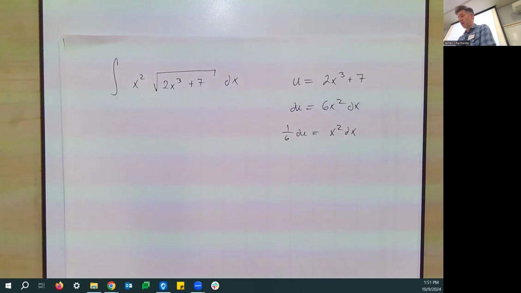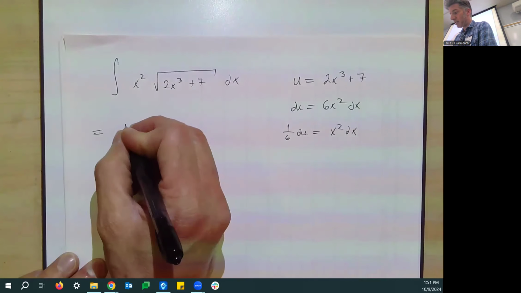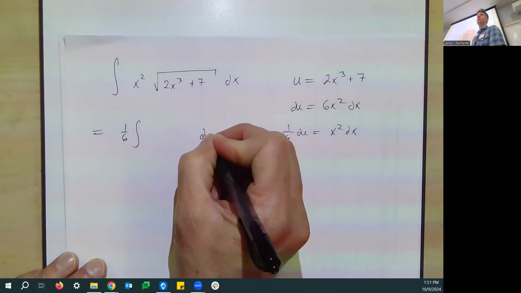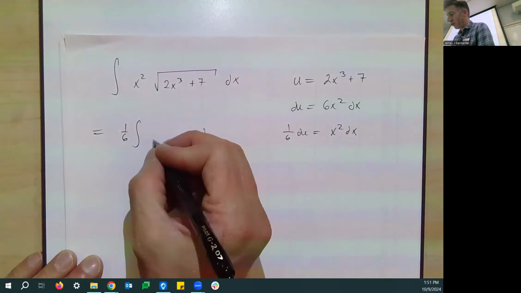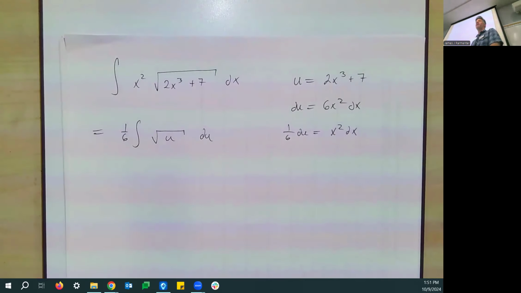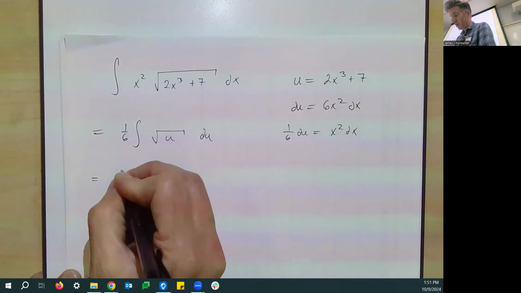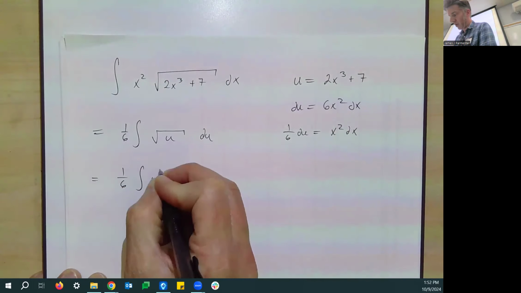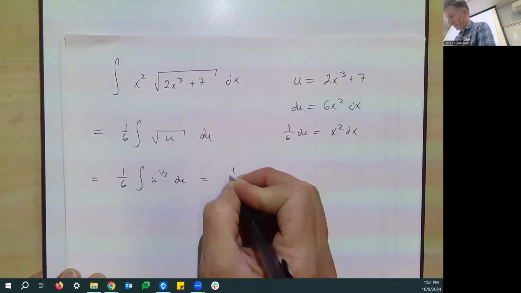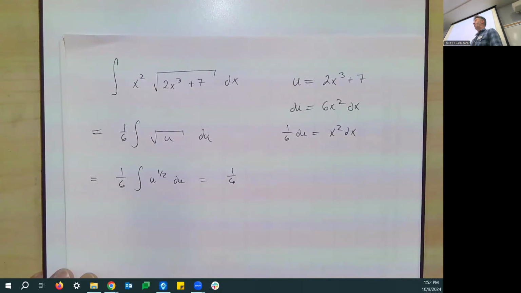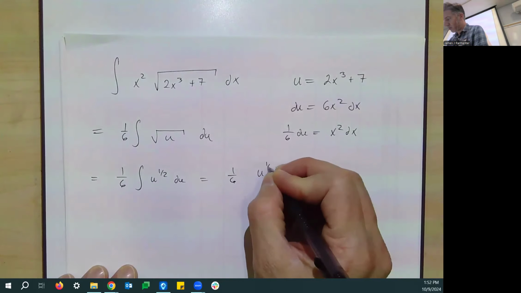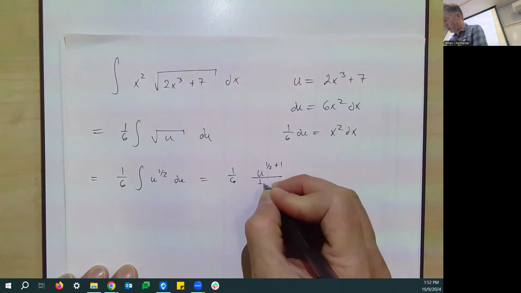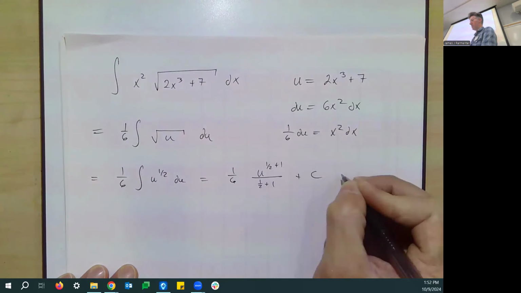And then I'm going to rewrite my integral as 1/6 du, putting the 1/6 out in front because we always can put that constant multiple out in front. And then we have the square root of u, which we should definitely rewrite as u to the 1/2. So 1/6, the antiderivative of u to the 1/2 du. We anti-differentiate u to the 1/2 in the usual anti-power way by adding 1 to the power and dividing by the new power. And then slapping on plus c.